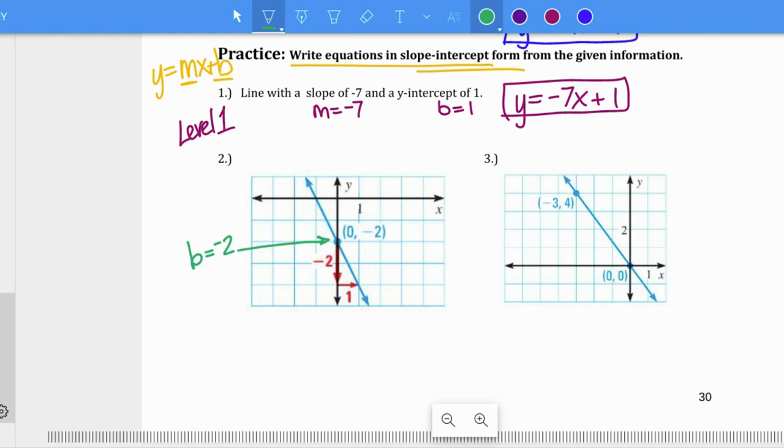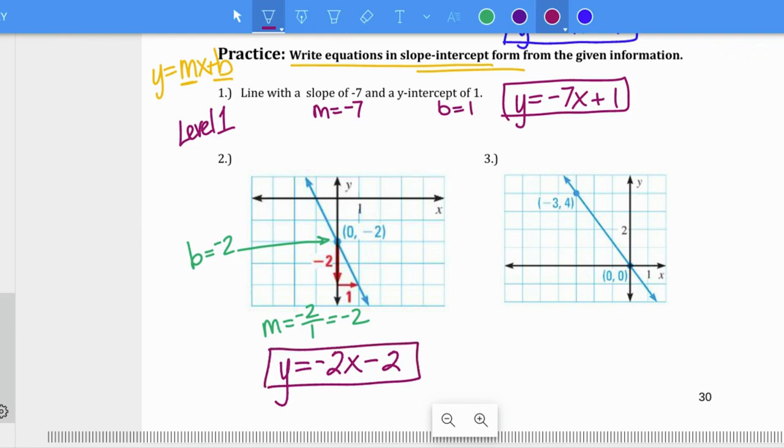And it's telling me to get from one point on the line to another that I go down 2 and over 1. That's telling me my rate of change, or my slope, is -2 over 1, or simply -2. And again, just like we did in part 1, we're just going to take those two values and put them in the equation. y equals slope is the coefficient of the x term, and then my y-intercept is -2. I could put plus a -2 or just simply -2. Keep it simple. There's my equation.